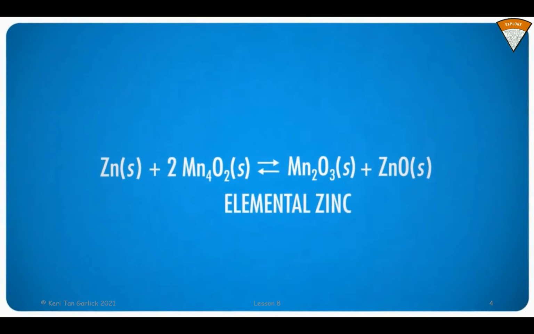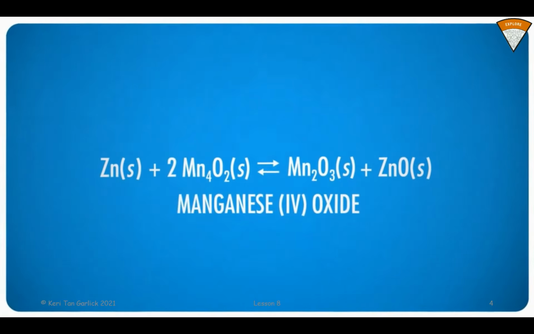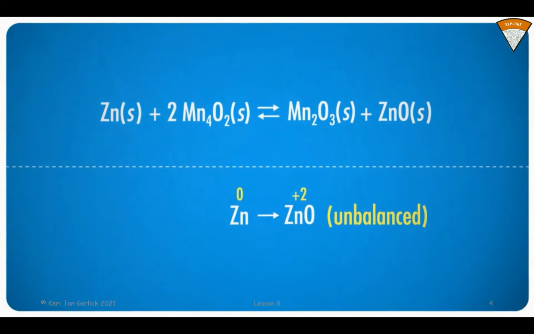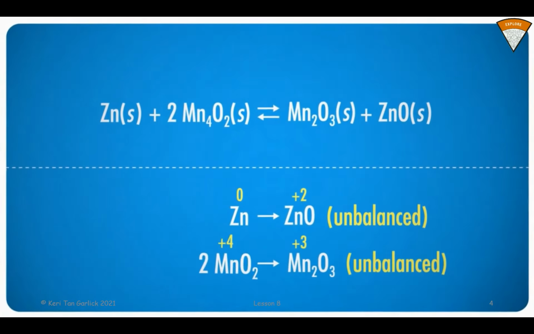Let's start with the typical redox reaction that happens in this alkaline battery as an example. In here, elemental zinc is going to react with manganese dioxide, also known as manganese 4 oxide, to produce manganese 3 oxide and zinc oxide. When you break this down into half reactions, first you have elemental zinc with an oxidation number of 0 being oxidized to zinc 2 ion. At the same time, manganese 4 is being reduced to manganese 3.